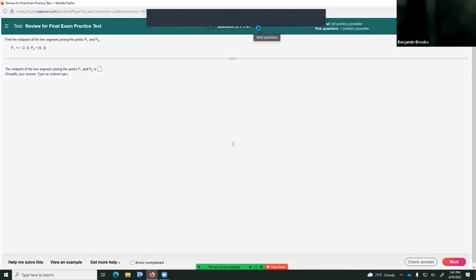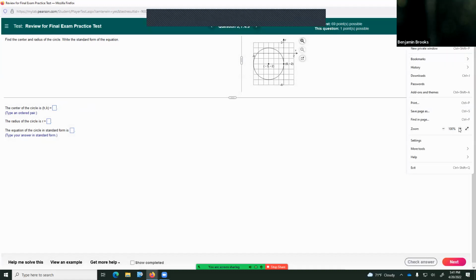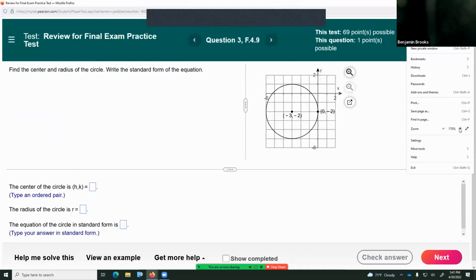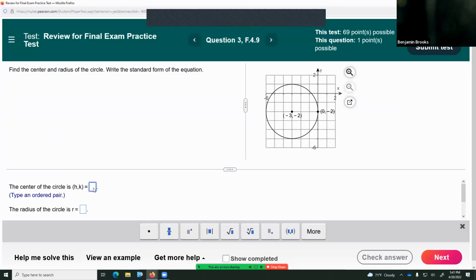This next one asks for the midpoint, so we're going to skip that one. Find the center and radius of the following. I think I'm going to try to close this. Oh, there we go. We can actually see now. All right, find the center and radius of the circle, the standard form of the equation. So this should be real simple. The center is at (-3, -2), so that's what we're going to type in.